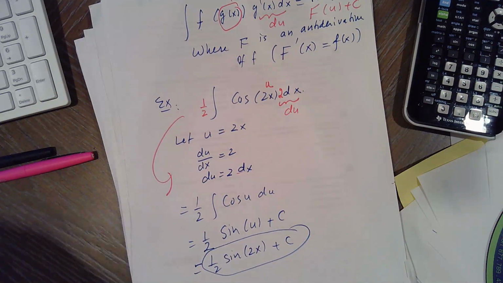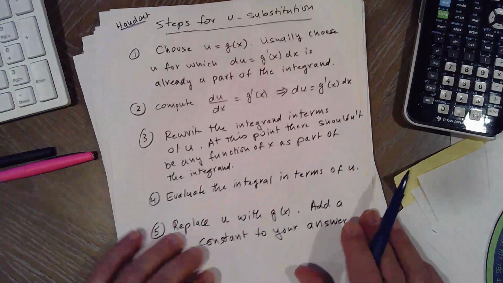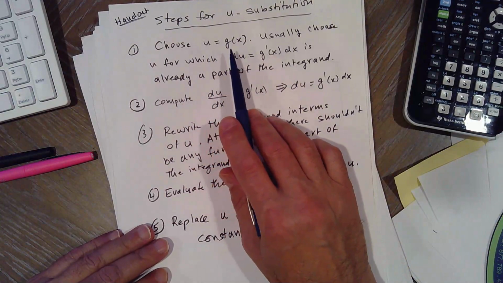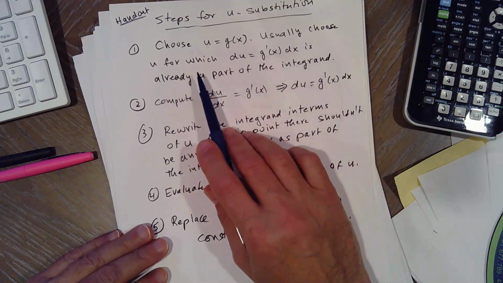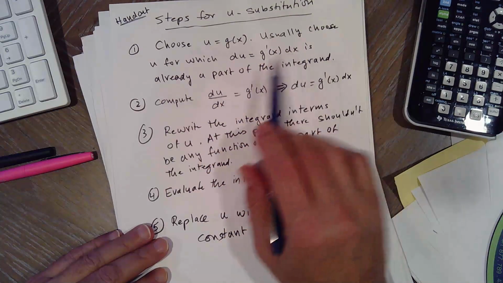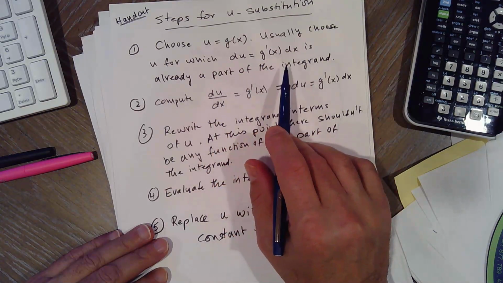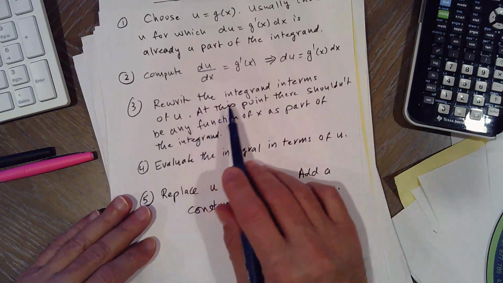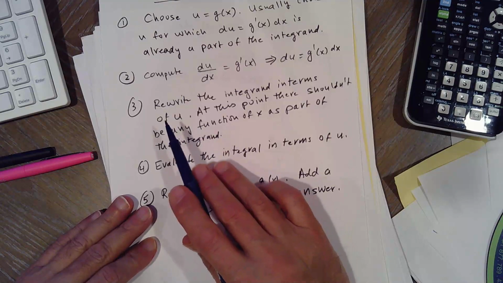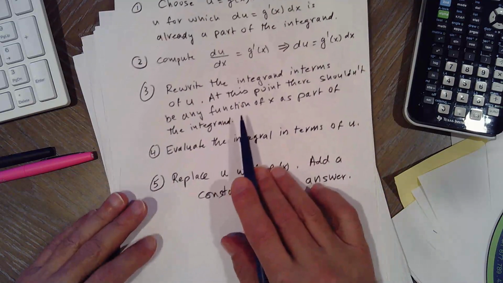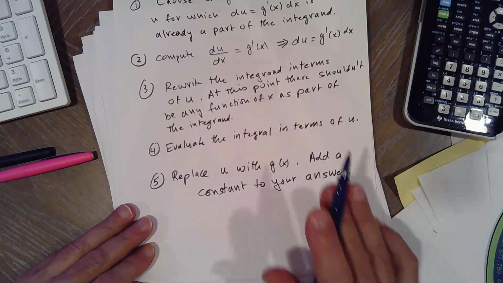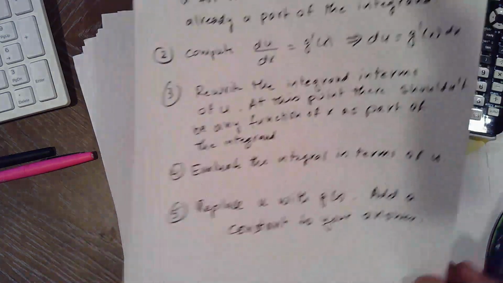And there are steps that we followed. Let's go over those steps. Here's a handout, it's inside the notes. Steps for U substitution: choose u equal g of x, usually choosing u for which du, g prime of x dx, is already part of the integrand, or it's a constant. Compute du by dx, and rewrite the integrand in terms of u and u only. At this point there shouldn't be an x in the integrand. Evaluate the integral in terms of u, and then go back and replace u with g of x. Add a constant to your answer.